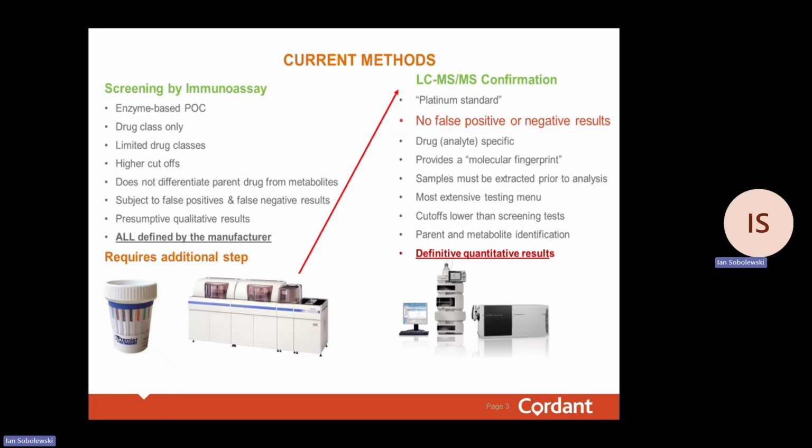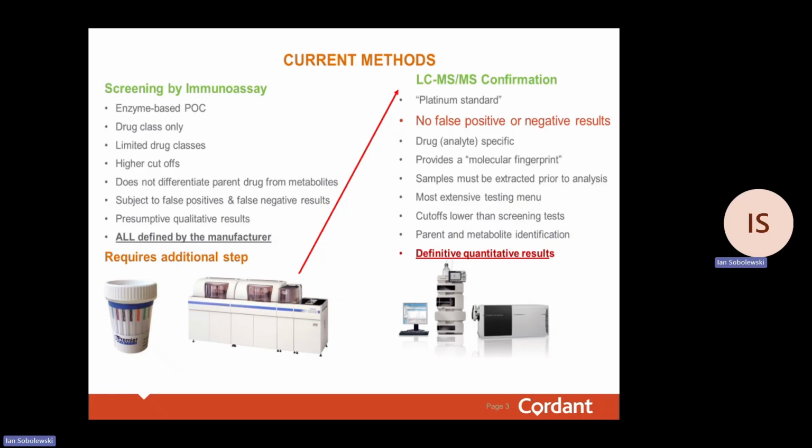The second test in the lab, the confirmation test, as I mentioned, here at Cordant, we use LC-MS, and this is considered the platinum standard of the industry. LC stands for liquid chromatography and is well suited for biological samples such as urine, oral fluid, and hair. The chromatography is essentially taking the drug class of interest and separating out all the drugs within that class. The second half of the instrument is the mass spectrometer. This is the part of the instrument that counts, detects, and positively identifies the specific drug and the metabolites we're looking for.